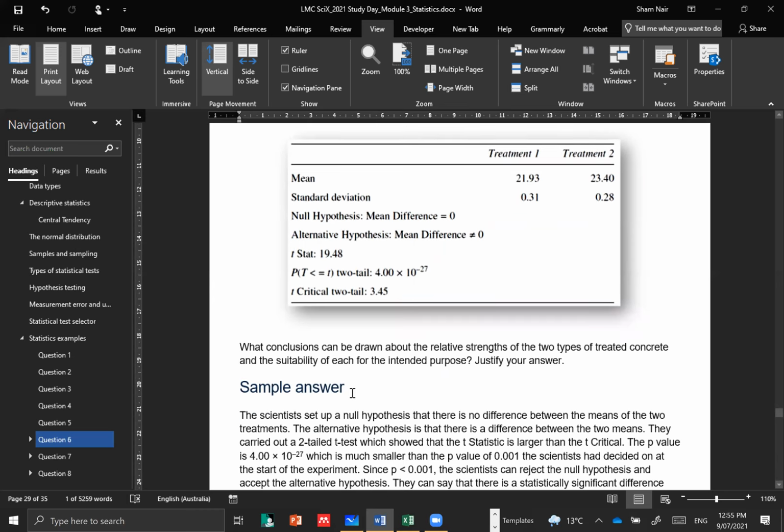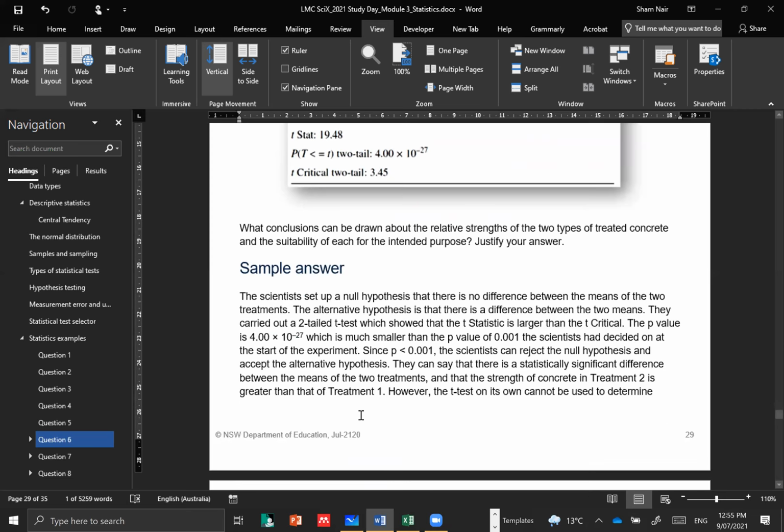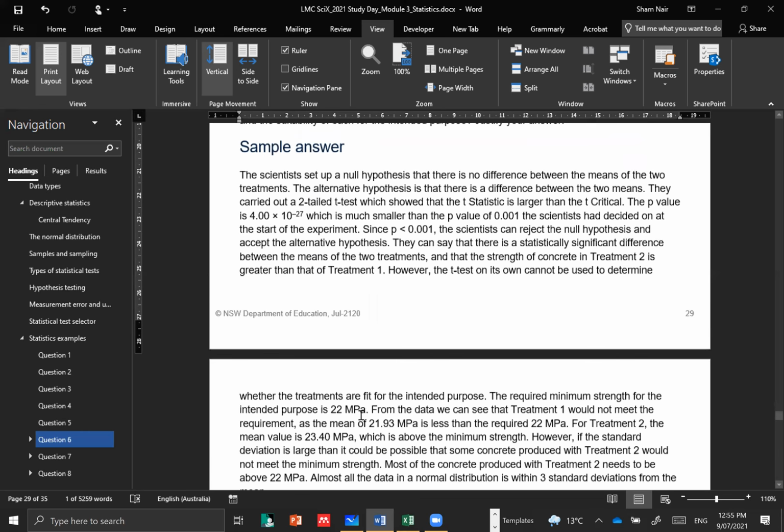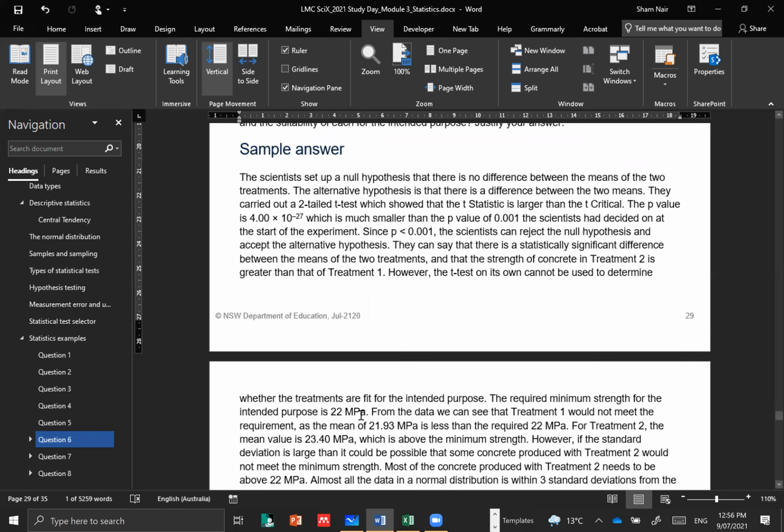Okay, let's look at the sample answer. The reason I want to focus on this is to tell you the reasoning. When the p-value is so much smaller than the alpha value, look at the sentence here: P less than 0.01 means that the scientists can reject the null hypothesis and accept the alternative hypothesis. Therefore, the difference between the two treatments is statistically significant. Make sure you use those terms in your answers.